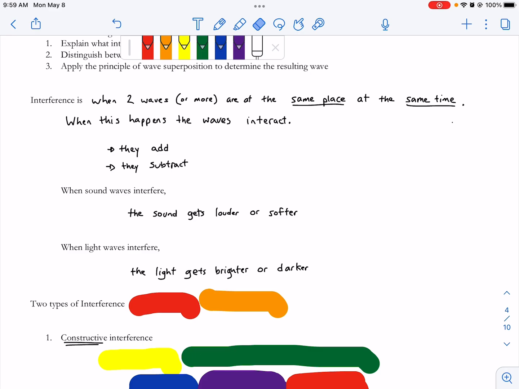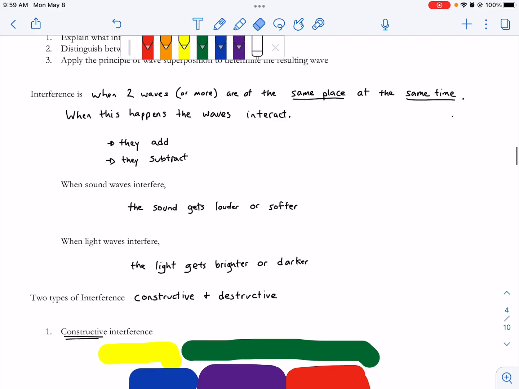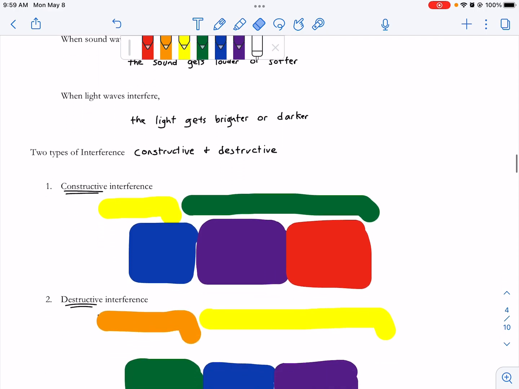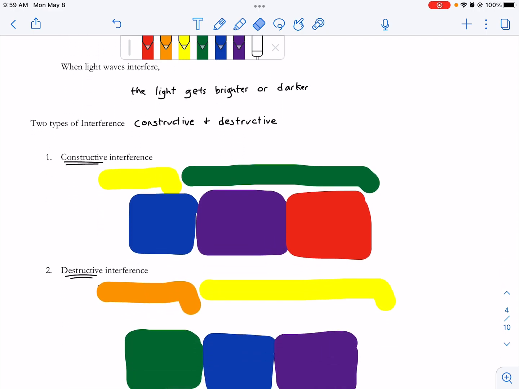We'll see. Now, there are two ways that we describe the interference, and it goes with the whole adding and subtracting business that we just talked about. They are either constructive interference or destructive interference. We're going to talk about those together here. So let's talk about constructive interference first.